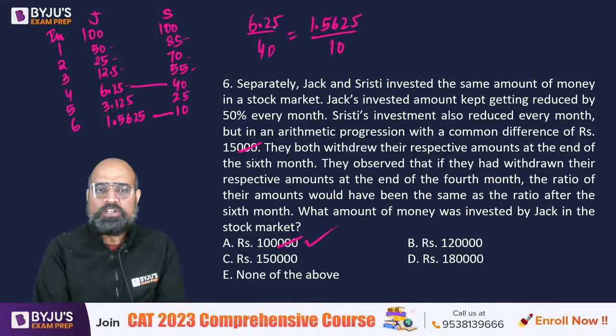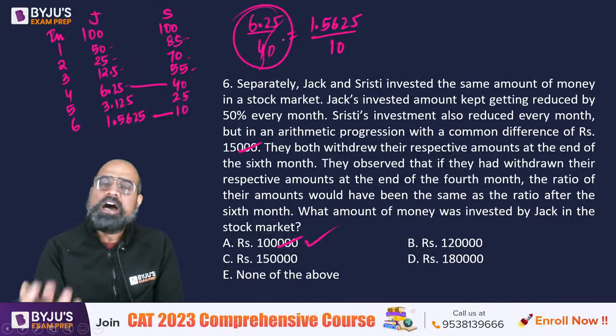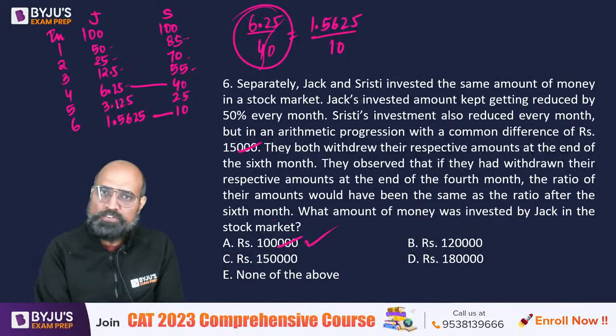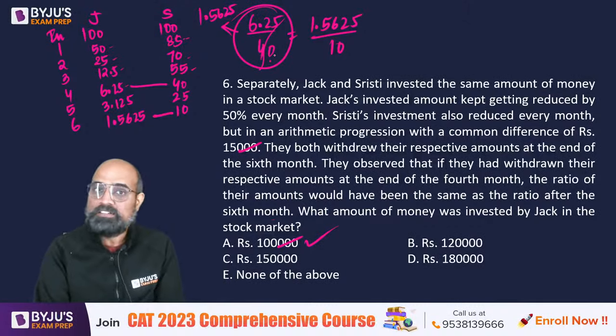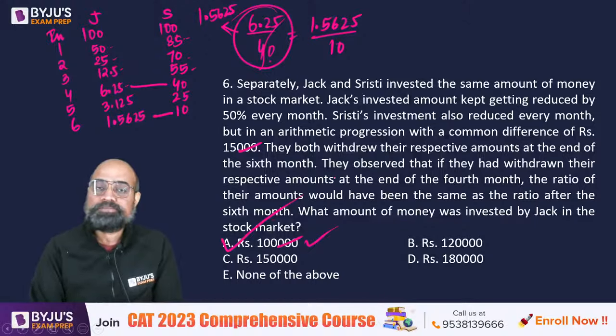Is it? So let's do one thing. Let's divide 6.25 by 4. Half of 6.25 is 3.125 and half of 3.125 is 1.5625. So this is going to give us 1.5625 and we will have a 10. So actually they are same. So the very first option makes sense.